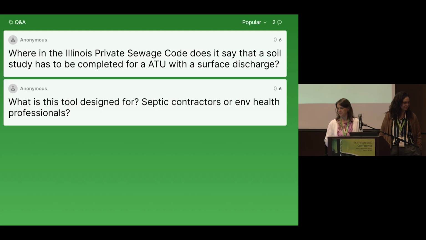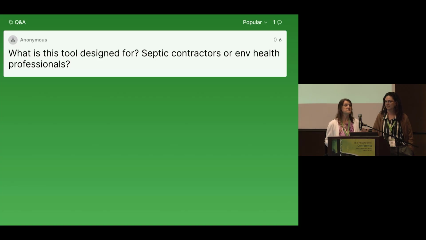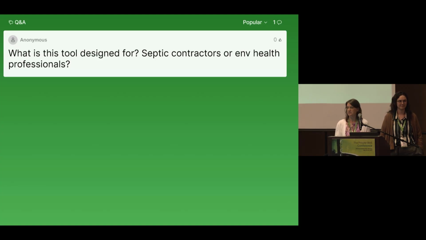One more question: what is this tool designed for, septic contractors versus environmental health professionals? This tool was designed for our RCAP technical assistance providers. It was part of a grant deliverable, which is why we developed it, but we have made it available to anyone who wants to use it. So it would be a great tool for contractors or EHPs to use on their own to help a homeowner with their septic system.